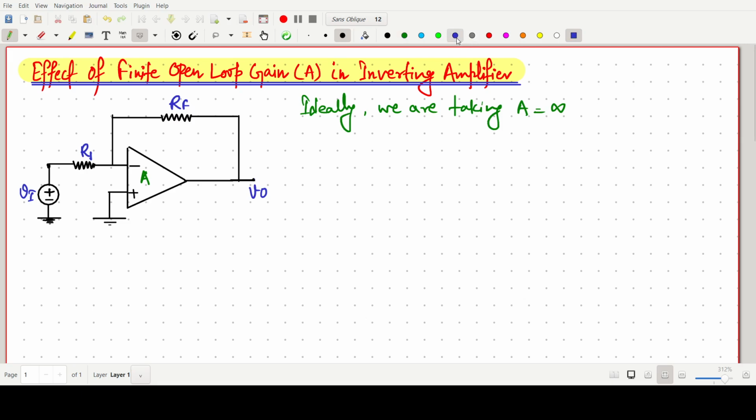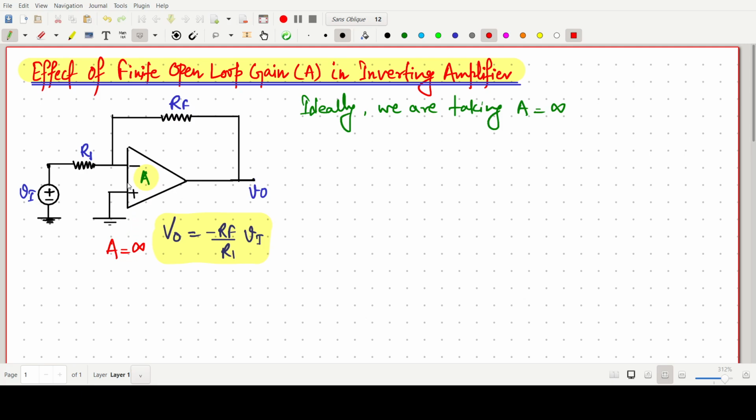So if it is infinite, as we know, this value V naught is simply minus Rf by R1 times Vi. This is a very standard formula. We can also derive this formula, it is very simple. But we have to do it for this A. This we have done by considering A value as infinity.